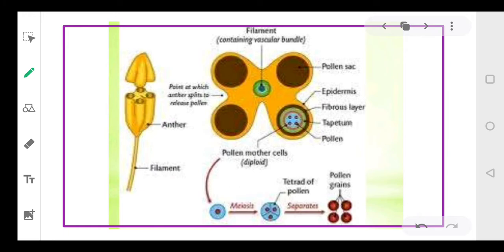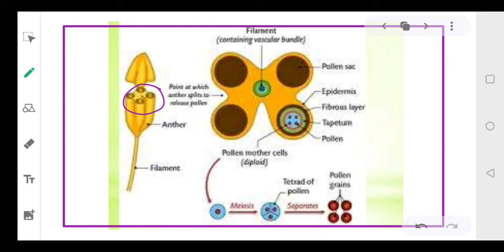Now just look at this diagram. It is very clear. When we cut the transverse section, three-dimensionally cutting the section of the anther, then we observe that there are 4 thecas. Clearly we can see 4 thecas, isn't it? So there are 2 lobes and each lobe has 2 thecas. So total there are 4 thecas. Okay, clear everyone?